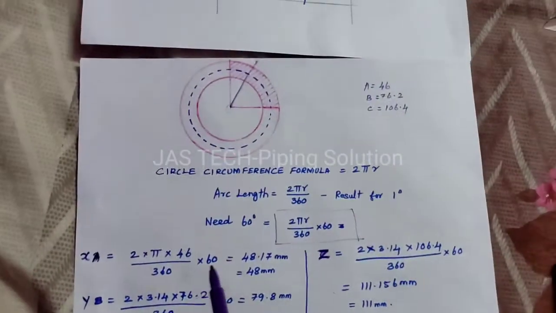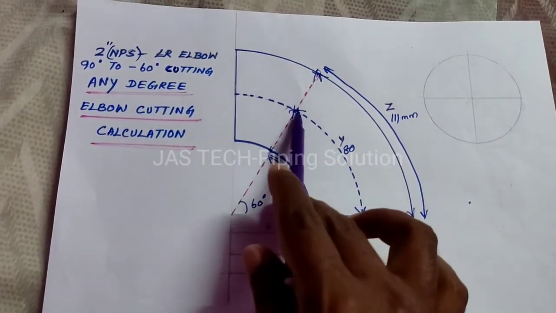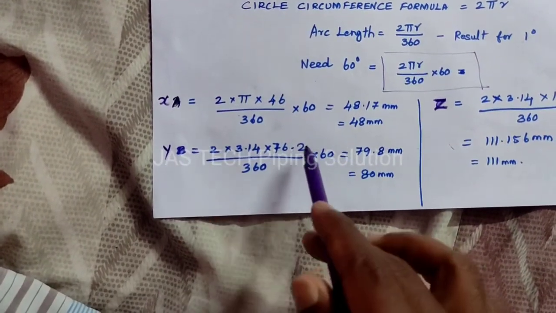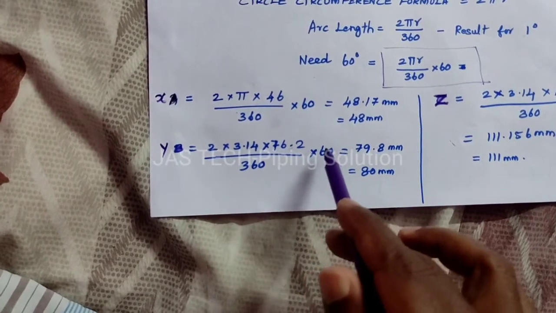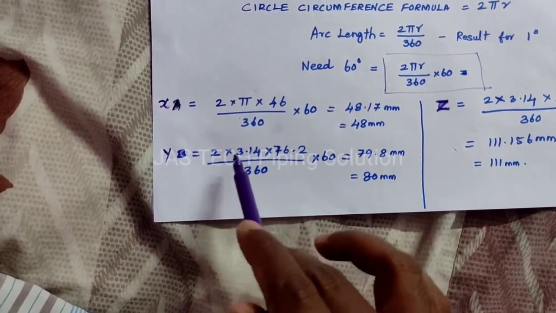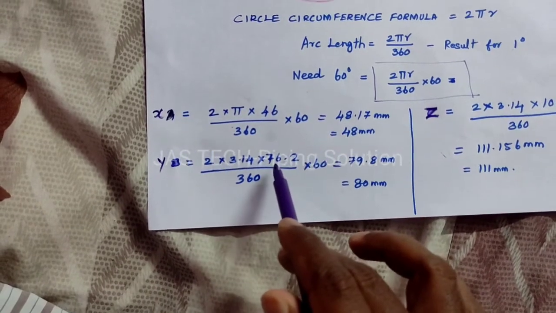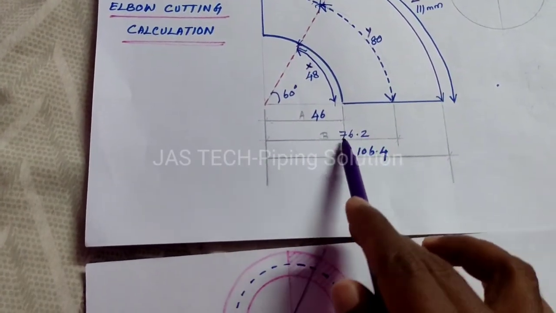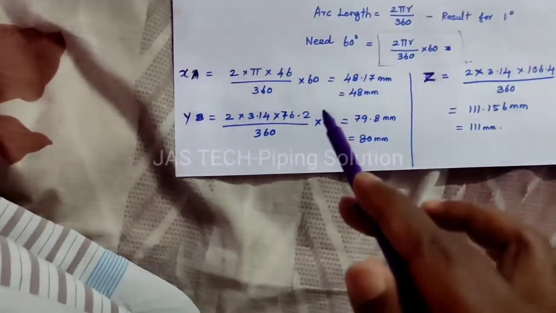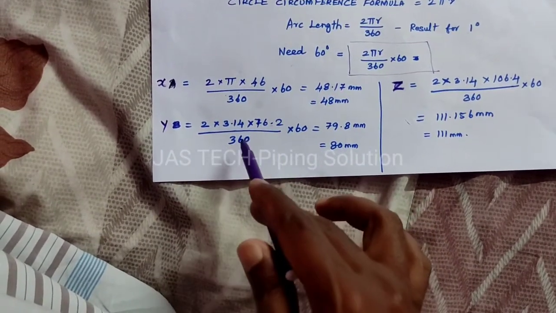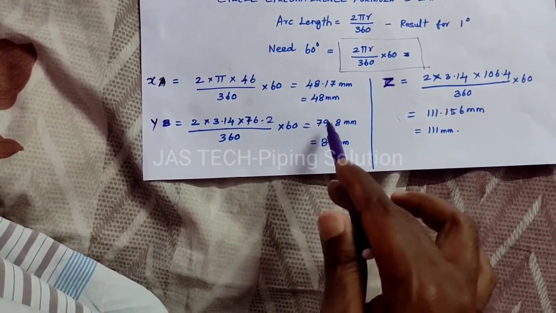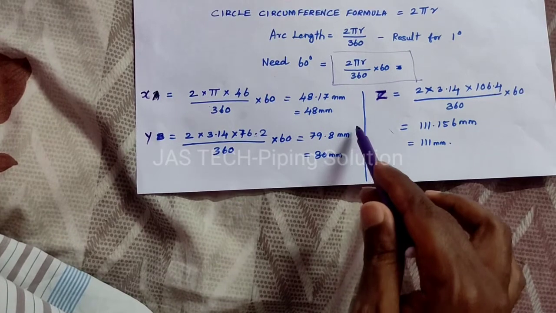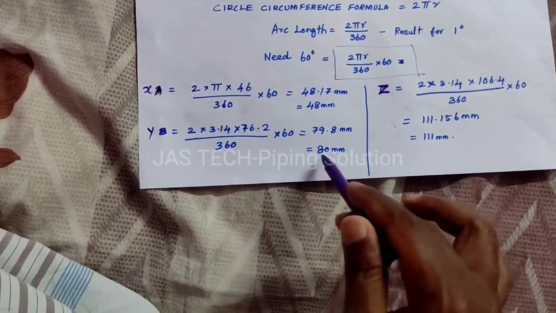Distance Y. Distance Y means this distance. Same formula, 2 pi r divided by 360 multiplied by degree, equal to 2 constant, pi value 3.14. This distance r, already we solved, is 76.2 mm. So 2 multiplied by 3.14 multiplied by 76.2 divided by 360 multiplied by 60 equals 79.8 mm. By using calculator, answer will come 79.8 mm. Rounded off, 80 mm.